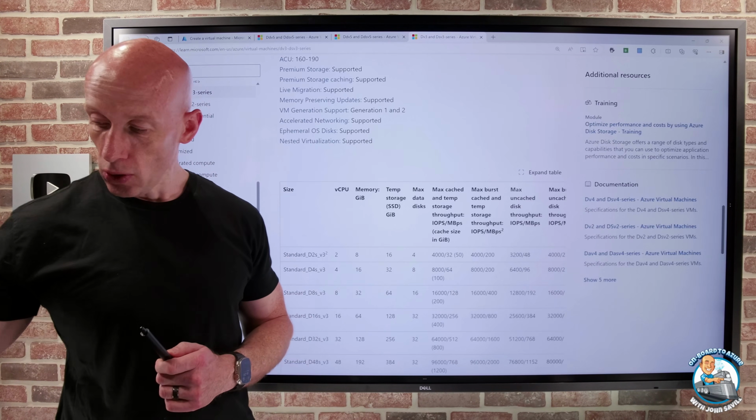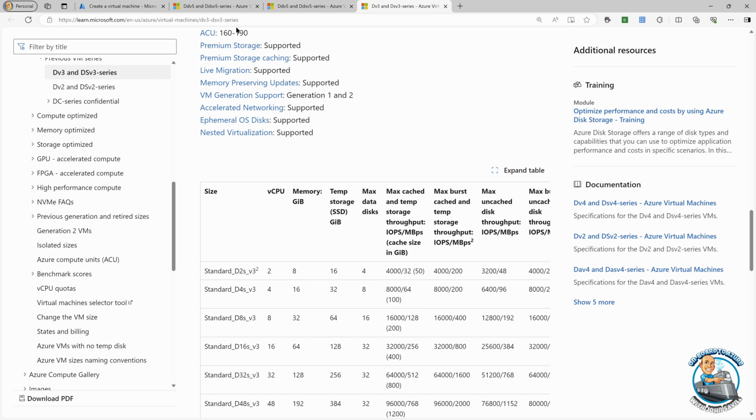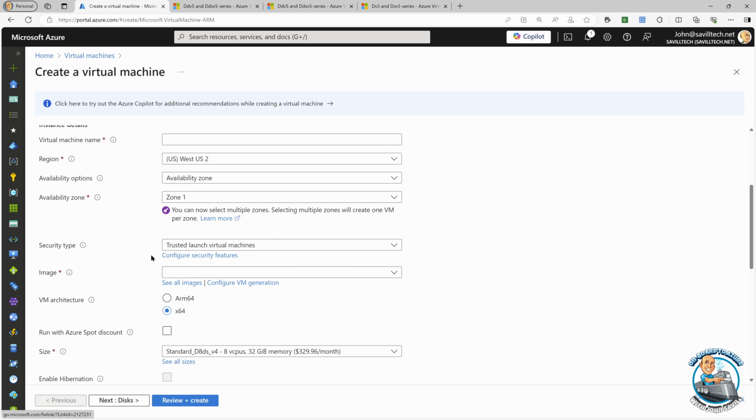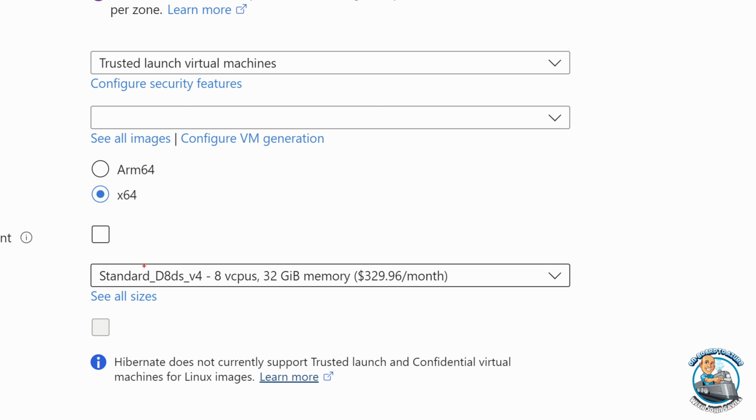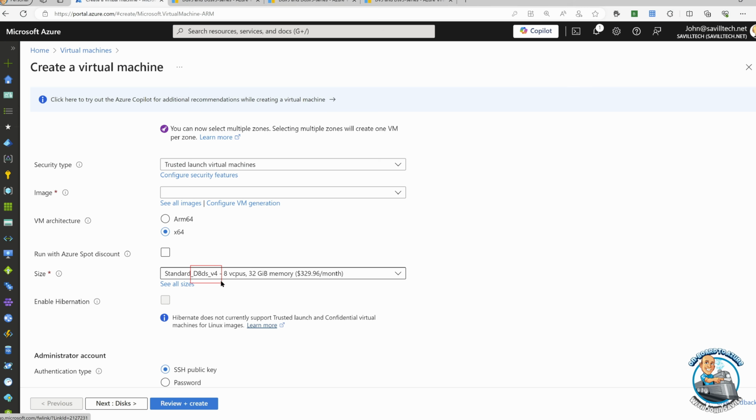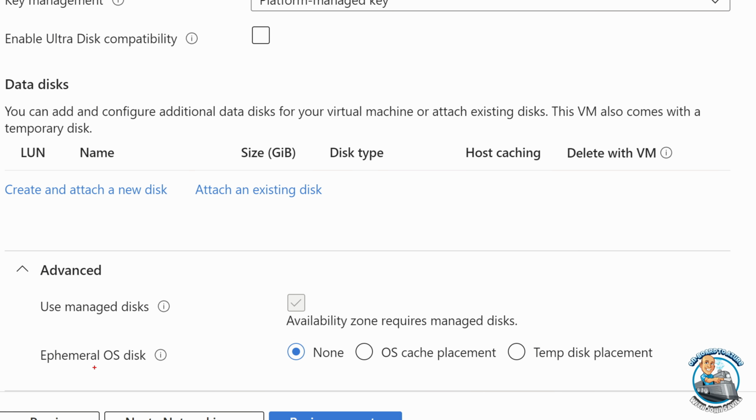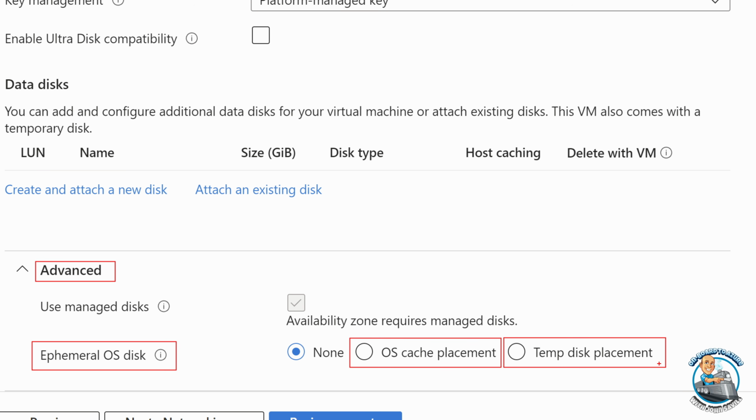If I go and look for a second in the portal, I've picked a VM SKU that has enough cache and temp disk. On the previous screen, what I picked is this D8ds_v4. Then when I go to Disks and the advanced area, it's giving me a choice: do I want to use Ephemeral OS Disk? And if I do, do I want it to use the OS cache or the temp disk space? So I get to pick.